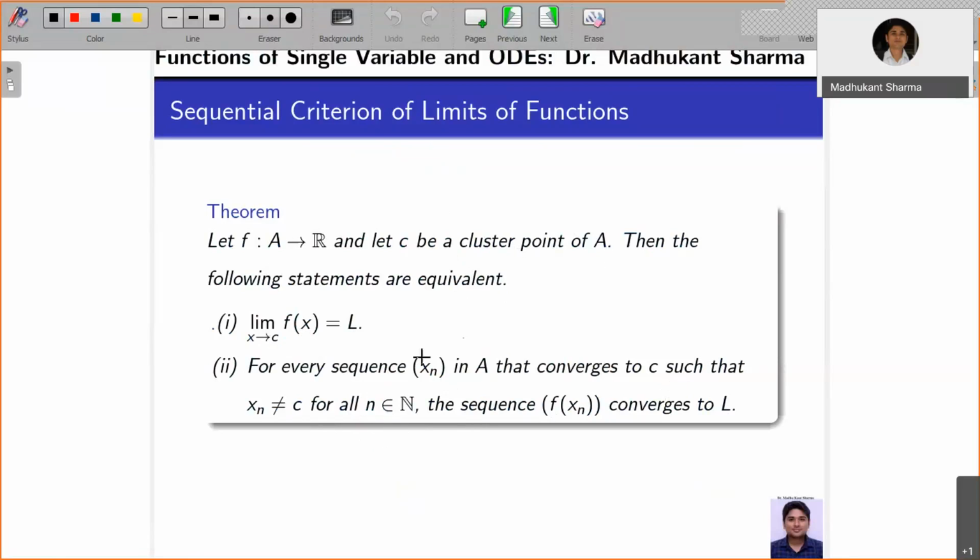Then the sequence, if you take a sequence of images of x, that will give you a new sequence that is also going to converge to L. If you take any sequence that converges to c such that xn is distinct from c for every n, then the sequence f of xn converges to L. So let's look at the proof.